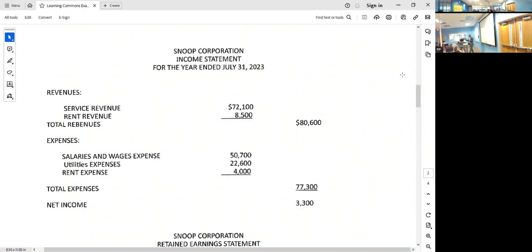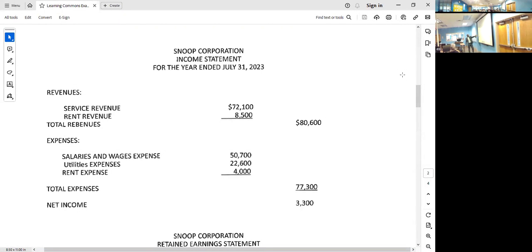Now you're gonna notice the difference between that date and the balance sheet date, because the income statement is for some period of time, from this period to this period. So we're saying for the year ended July 31st, 2023. We got the service revenue and the rent revenue added together, and the spelling is not quite right there, but don't worry about it.